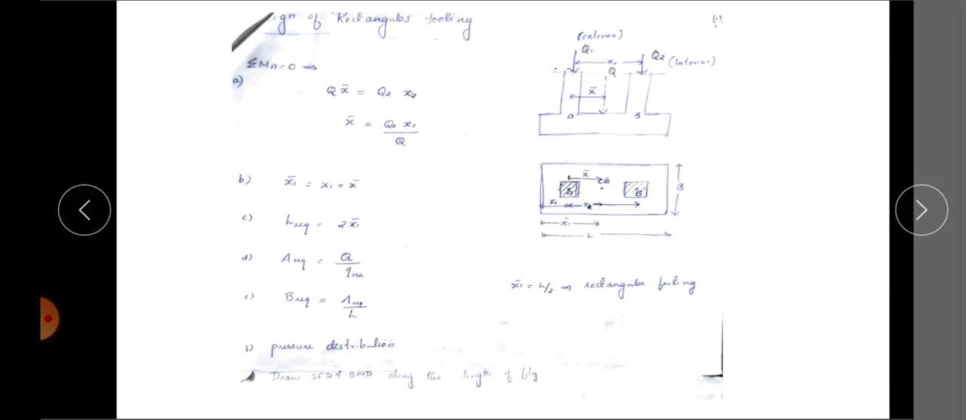Then here x1 and x2. x1 is the distance from the left hand edge to the center of the first column, and x2 is the distance between the centers of the two columns, A and B. So x bar is the distance between the center of the first column and the center of gravity, and x1 bar is the distance from the left hand edge to the center of gravity.